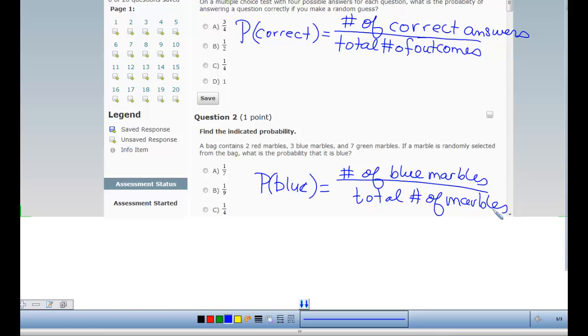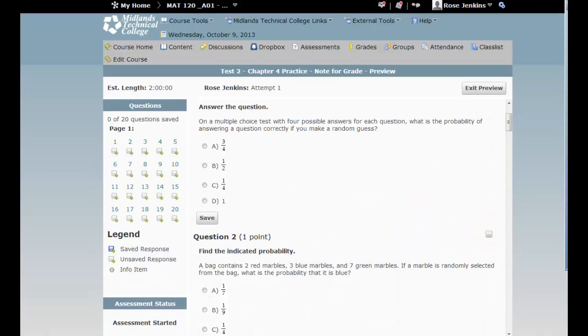As you continue to study, it's really important that you think about it generally first, so that you can use that not just on this problem, but on lots of different problems. So the number of blue marbles is 3, and the total number of marbles is 12. And so 3/12 reduces to 1/4. Questions about either of those? Okay, good.